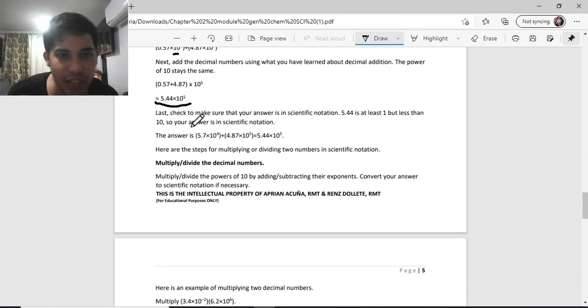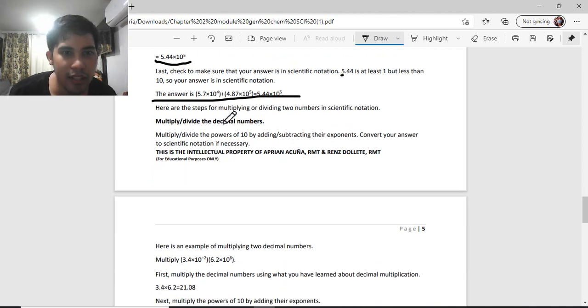Next is check: make sure that your answer is in scientific notation. 5.44 is at least 1 but less than 10. So that is what I said: there should only be 1 whole number in front. That is now your final answer.